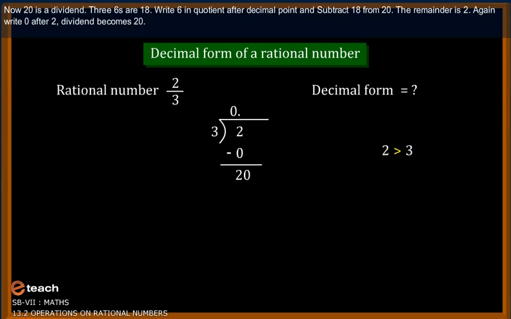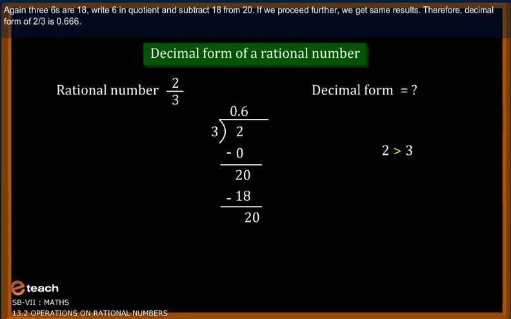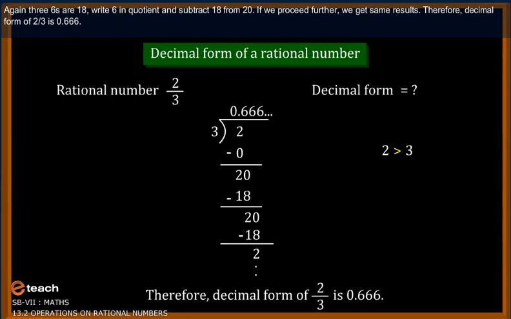Now 20 is a dividend. 3 6s are 18. Write 6 in quotient after decimal point and subtract 18 from 20. The remainder is 2. Again, write 0 after 2. Dividend becomes 20. Again, 3 6s are 18. Write 6 in quotient and subtract 18 from 20. If we proceed further, we get same results. Therefore, decimal form of 2 by 3 is 0.666.